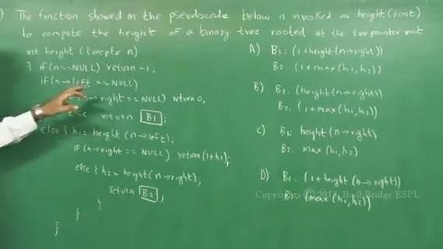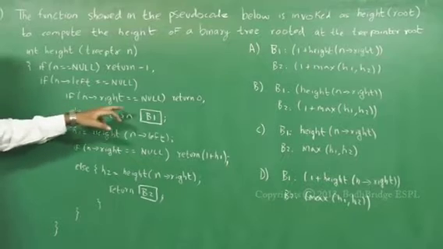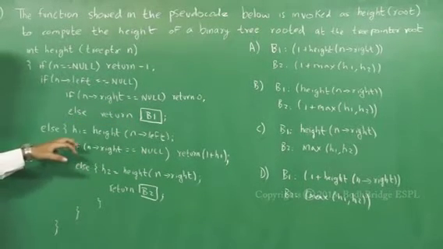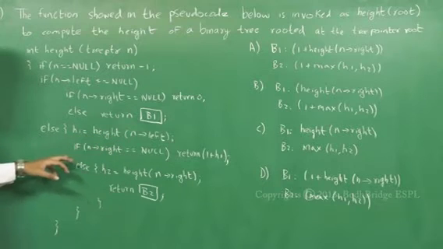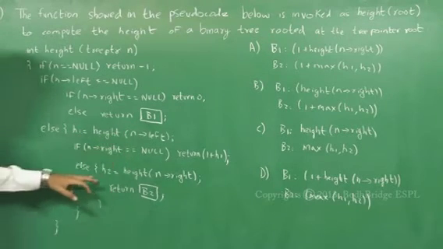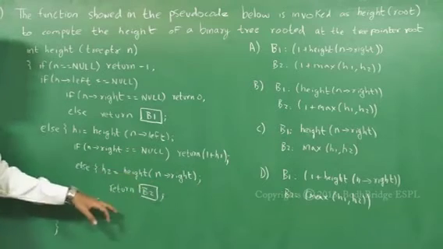If n's left is equal to null, if n's right is equal to null, return 0, else return b1. Else h1 is equal to height of n's left. If n's right is equal to null, return 1 plus h1. Else h2 is equal to height of n's right, return b2.